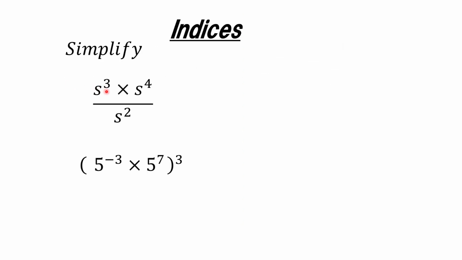Question 1, simplify s to the power of 3 times s to the power of 4 divided by s squared. If you have such setting, look at the numerator first. The law of indices says if you have such thing, they are multiplied, you add the power. So we will add 3 plus 4. It's going to be s to the power of 3 plus 4 divided by s squared. 3 plus 4 is 7. The second law of indices, I think, says if it's divided, you subtract. So we do 7 minus 2, which is 5. Finished. How easy is indices?